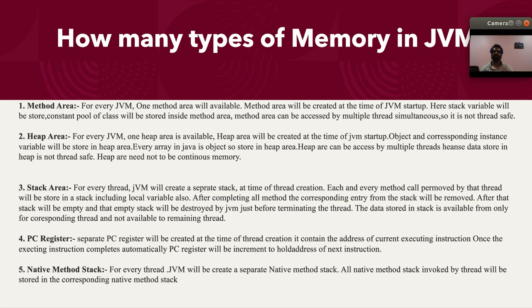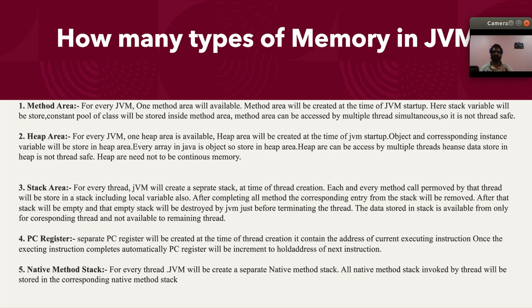Now let's discuss the PC register. The PC register is the fourth memory in JVM. A separate PC register will be created at the time of a thread. As the stack area is created by the JVM when the thread is created, in the same way a PC register will also be created by JVM when a thread is created, right? What it contains is basically the address of the currently executing instruction.